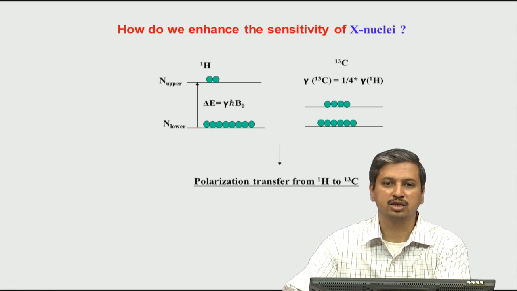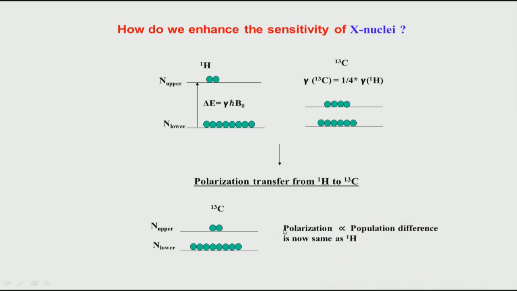Polarization transfer can be done in many ways, but the basic idea is the population difference of one nucleus is communicated or transferred to the second nucleus, and the second nucleus now becomes as sensitive as the first nucleus, and then we can proceed further. So, this is basically how it is done. You can see now that the polarization, after I transfer it from proton to carbon, will look something like this.